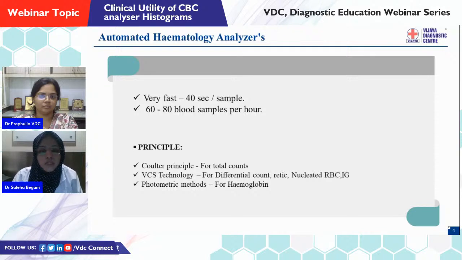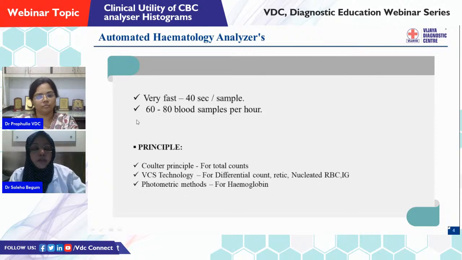Before going to the exact topic today, let us see a summary of an automated hematology analyzer. We can get a CBP result as fast as within 40 seconds, and the working speed of these analyzers is around 60 to 80 samples per hour. Whatever the brand, part, or model of the analyzer, the working principle remains the same for all. For total count, it is the Coulter principle, for differential count it is VCS technology, and for hemoglobin measurement it is photometric methods.